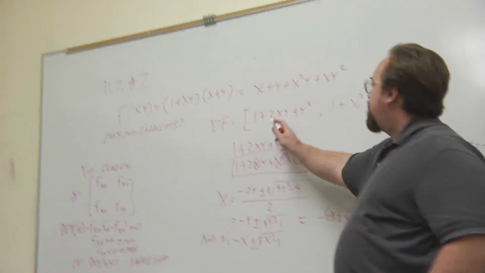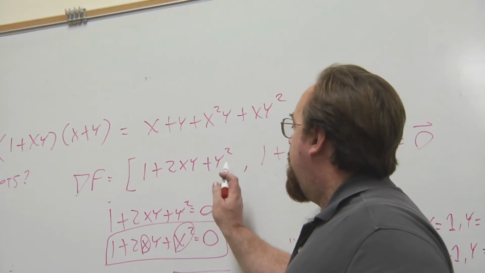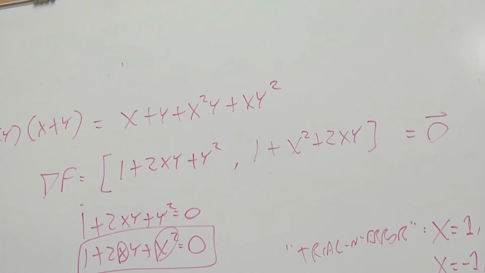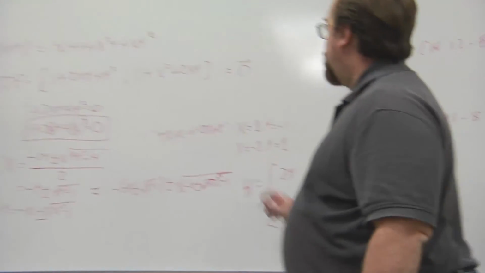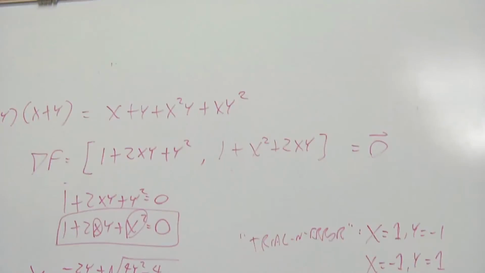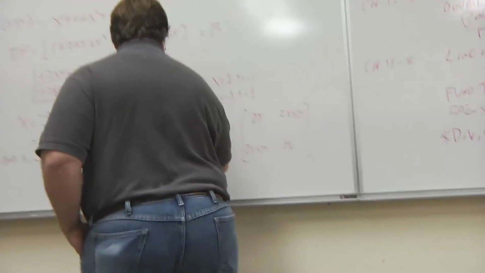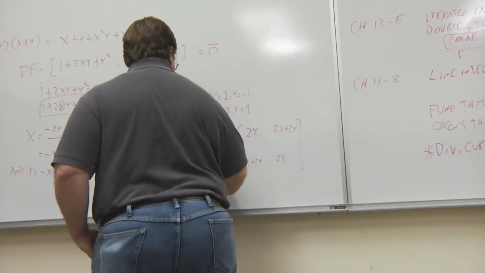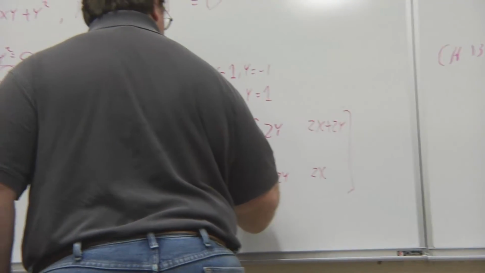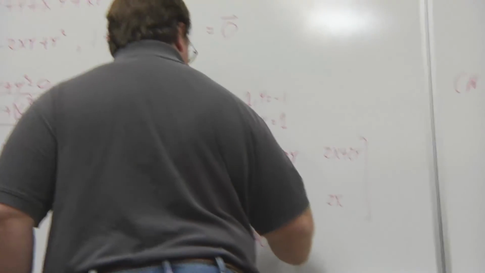So we need the second partial derivatives. We need the derivative of this with respect to x. Well, that's just going to be 2y. The derivative with respect to y is going to be 2x plus 2y. That'll go here and here. And then the derivative of this with respect to y is just going to be 2x. So the determinant of H is going to be 4xy minus 4 times (x plus y) squared.